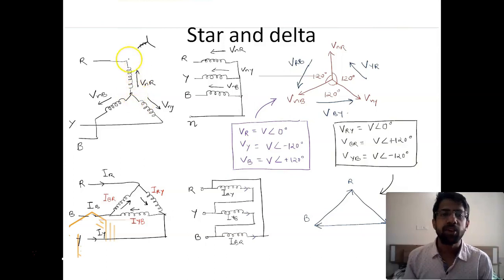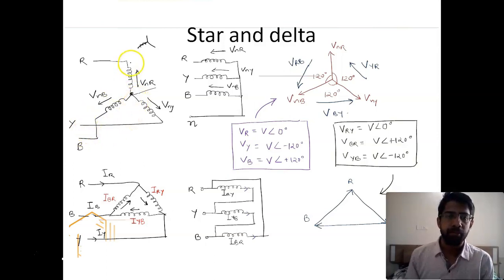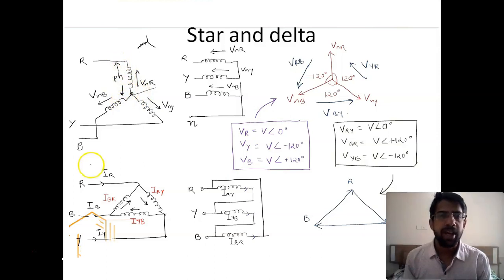The point at which all the three branches of the star connection meet is called a neutral point. And this neutral is connected to another wire which is carrying zero voltage. So basically, the current passes from this R voltage to the neutral voltage, and in each branch, this is reciprocated. The branch which connects the load between two points is called a phase. The voltage across the load is known as the phase voltage, whereas the current carried by the load is known as the phase current.